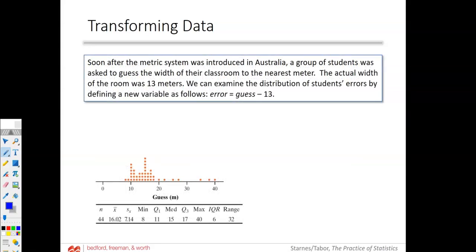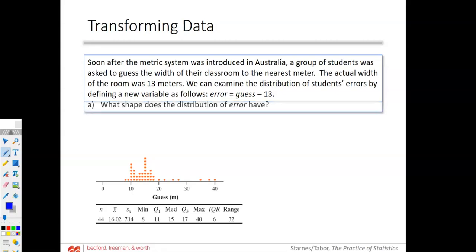Soon after the metric system was introduced in Australia, because unlike the United States, they actually use the metric system over there, students had to guess the width of the room. The actual width of the room was 13 meters. We can examine the distribution of students' errors by defining error equals guess minus 13. These are all the different values that they have there, and below it is the list of the mean, the 5-number summary, the IQR, the range, everything there.